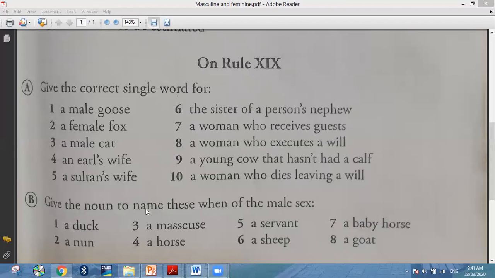Give the noun to name this one of the male sex. A duke. Sorry, duck. Drake. This is the name of the animal itself and the name of the female. And the male is drake. Drake, that's right.